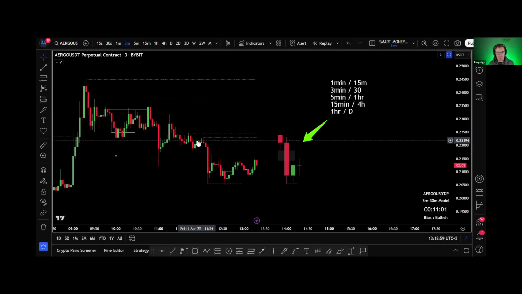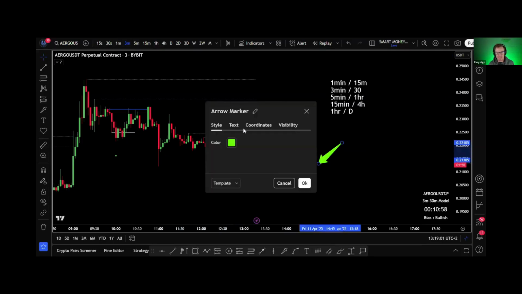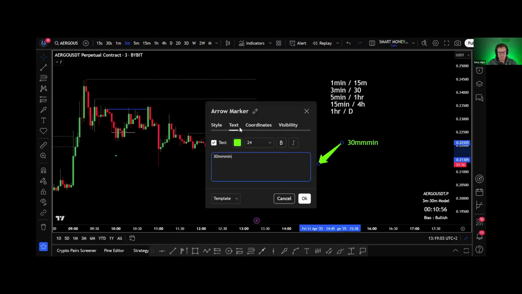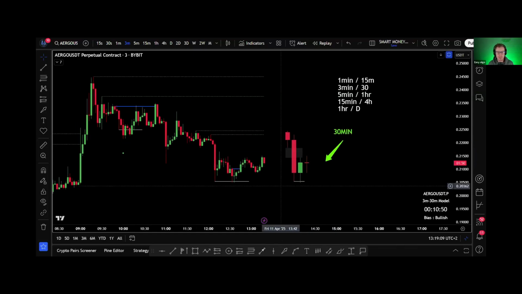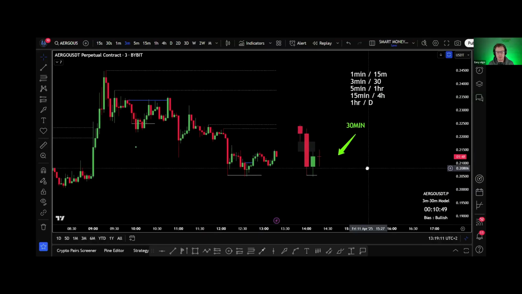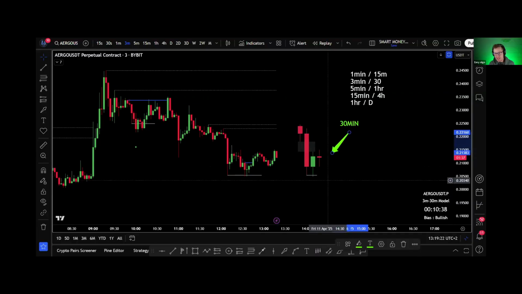So this is a 3 minute chart, and then this over here is the 30 minute. So it's just allowing us to look at two time frames at the same time, and it's applying the sweep logic on the higher time frame. So the lower time frame is only a result of what's happening on the higher time frame. This is why this strategy works so well, because it's first confirming it on the higher time frame.